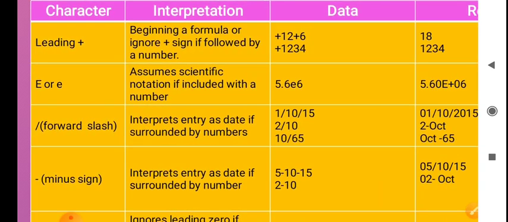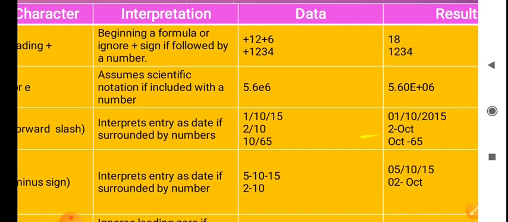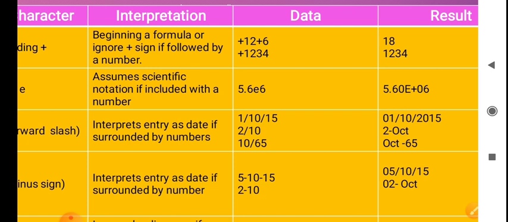Forward slash interprets entry as data if surrounded by numbers. If your data is surrounded by numbers, when you are writing in the cells any value like your birth date, 1/10/15. Okay. So here what will come? In front of 1 you will get 0, then 10 will remain as it is, and 15 will come in the full year like 2015.